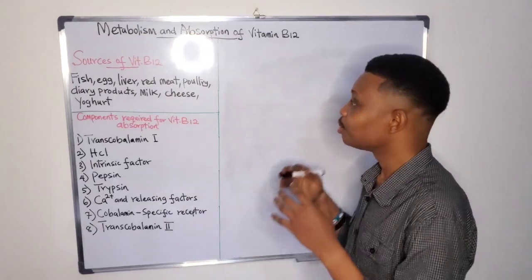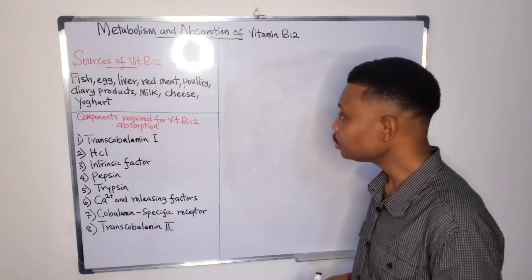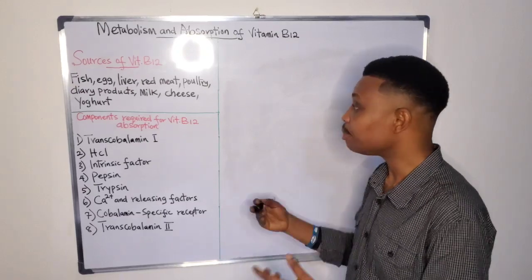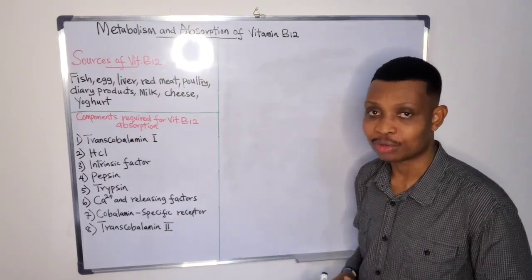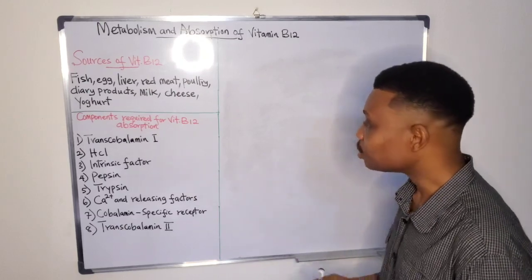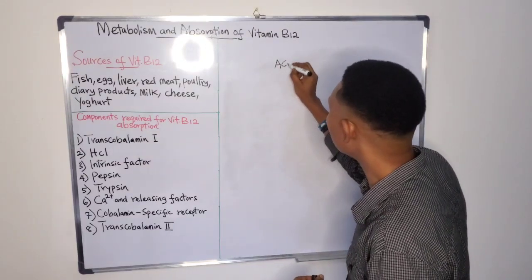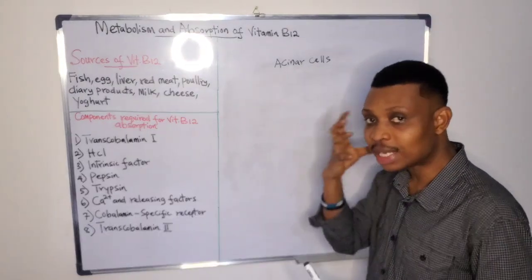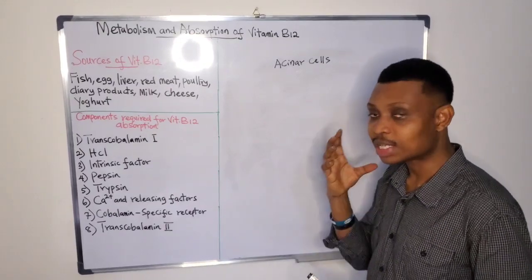There are several sources of vitamin B12, but mainly it is obtained from animal proteins or animal products, and that includes fish, liver, egg, red meat, poultry, dairy products, milk, cheese, and yogurt. Now, for the absorption of vitamin B12, several components are required. The first is transcobalamin. Transcobalamin is a protein that is secreted from the acinar cells of the salivary gland.